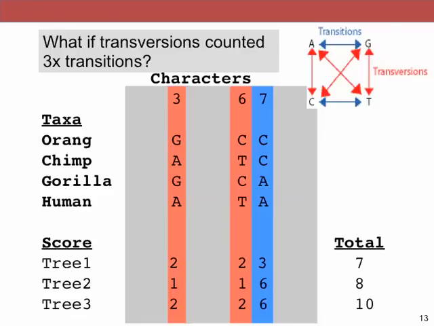We can make it even more. We can say transversions cost 3 times what transitions cost. If we did that, now tree number 1, again, which only required 1 transversion, is penalized a lot less than the trees that required 2 transversions, and tree number 1 is now the winning tree. So this weighting of different types of changes can have profound impacts on our phylogenetic conclusions.